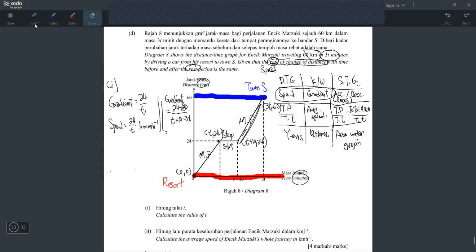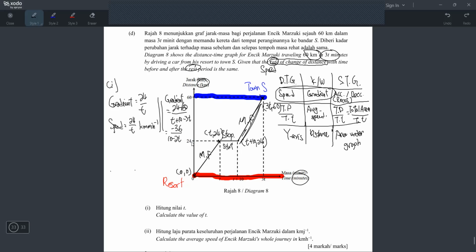Okay, let's continue here. 24 minus 60, let's press. My calculator gives me negative 36. Negative 36, and then over t minus 3t is negative 2t, and then plus 10, you can just write in front like this. So this is the speed for this line.